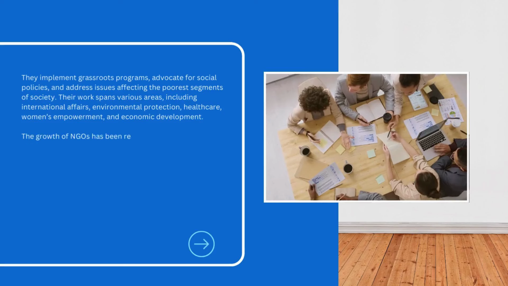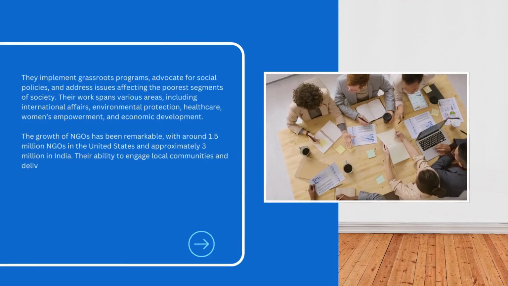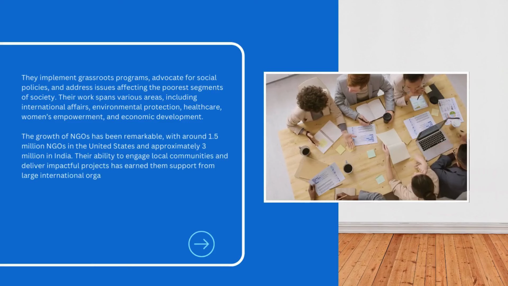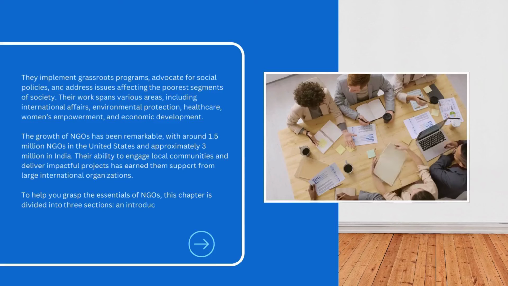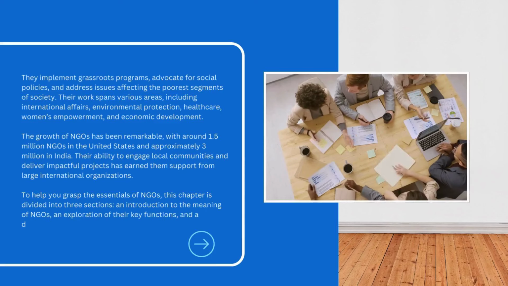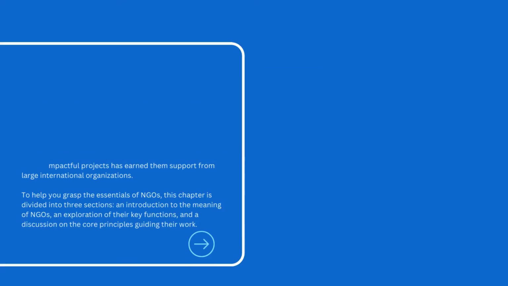The growth of NGOs has been remarkable, with around 1.5 million NGOs in the United States and approximately 3 million in India. Their ability to engage local communities and deliver impactful projects has earned them support from large international organizations. To help you grasp the essentials of NGOs, this chapter is divided into 3 sections: an introduction to the meaning of NGOs, an exploration of their key functions, and a discussion on the core principles guiding their work.